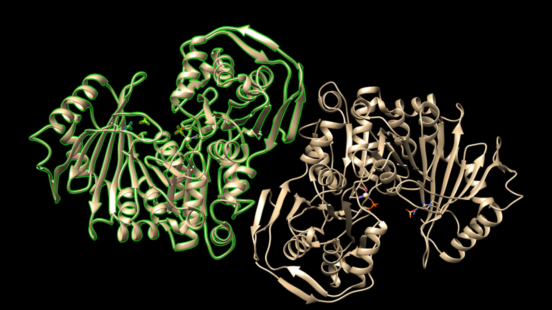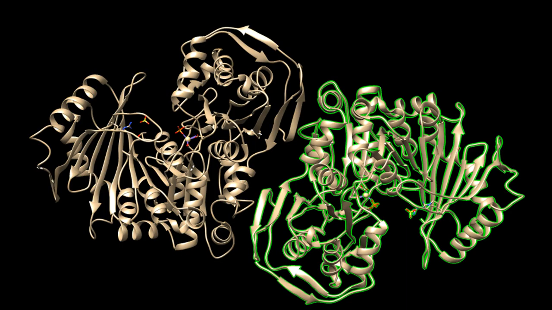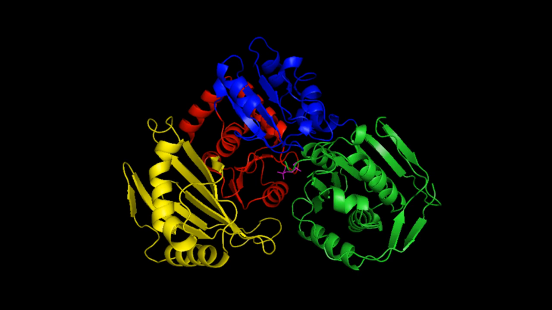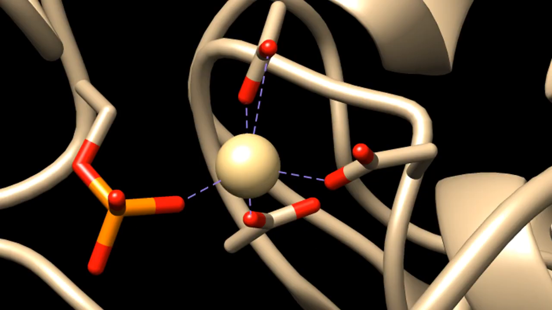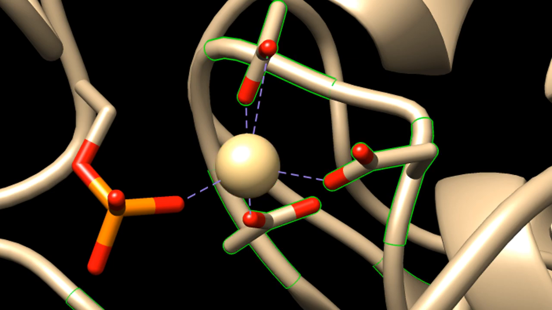In solution, the enzyme forms dimers. Shown are two monomers of the enzyme. Each monomer consists of four domains. The purple area in the middle is the active site, and here's a close-up of it. In the center is a bivalent metal ion, usually magnesium or cadmium. It's unclear what exactly its function is, but it's necessary for enzymatic activity. Surrounding the metal ion are three aspartate residues that stabilize it in place.